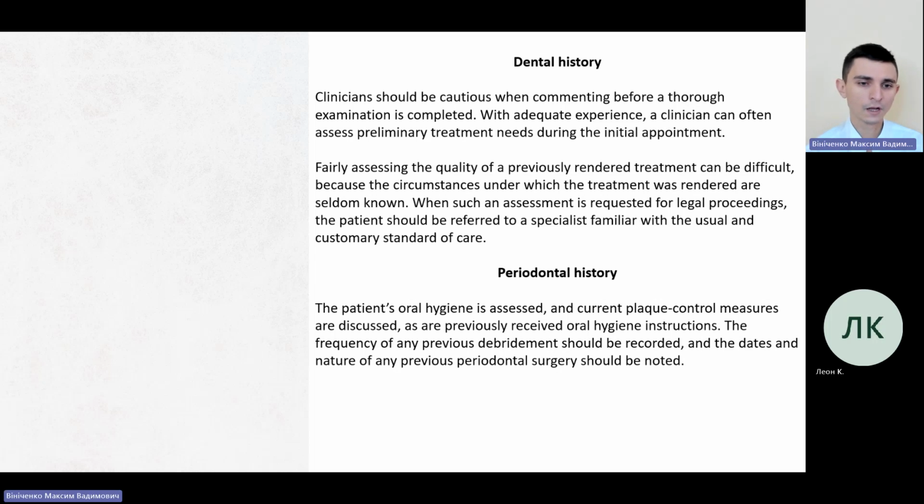Periodontal history. The patient's oral hygiene is assessed and current plaque control measures are discussed, as are previously received oral hygiene instructions. The frequency of any previous debridement should be recorded, and the dates and nature of any previous periodontal surgery should be noted.